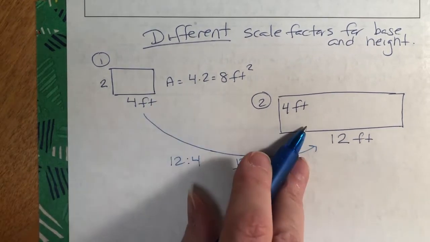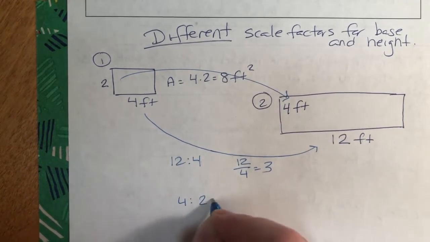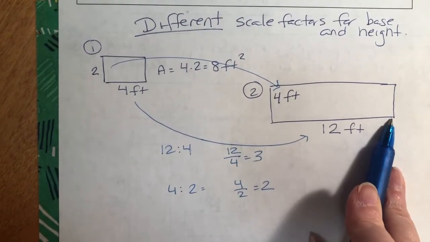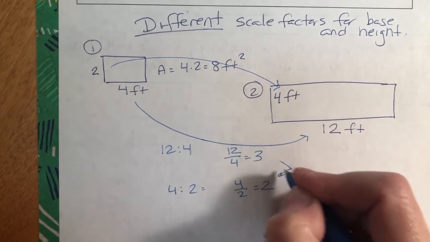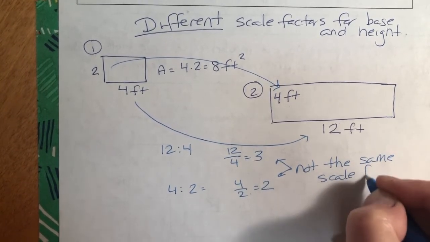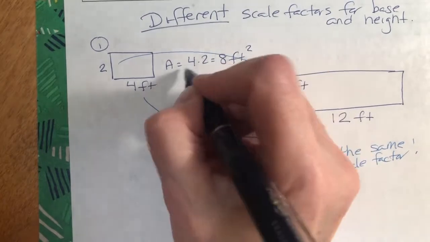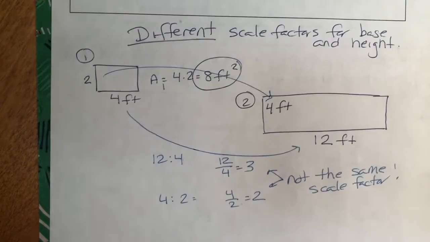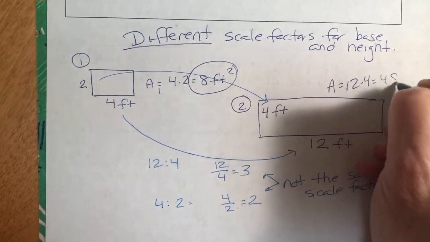But look at what happened to the height. It only went from a 2 to a 4, right? It only doubled. Okay? So the length tripled, times 3, the height only doubled, times 2. It's not the same factor, okay? Not the same scale factor. So look what happens to the areas. Just real quick, I want to show you. The area for the first rectangle was 8, right? What's the area for the second one? The area for the second one is 12 times 4. 48.